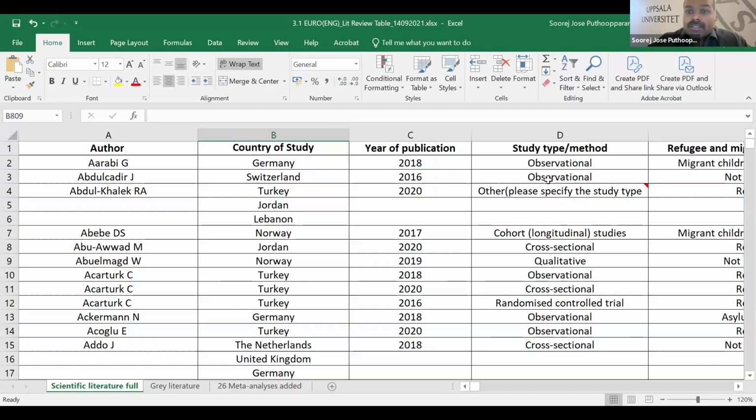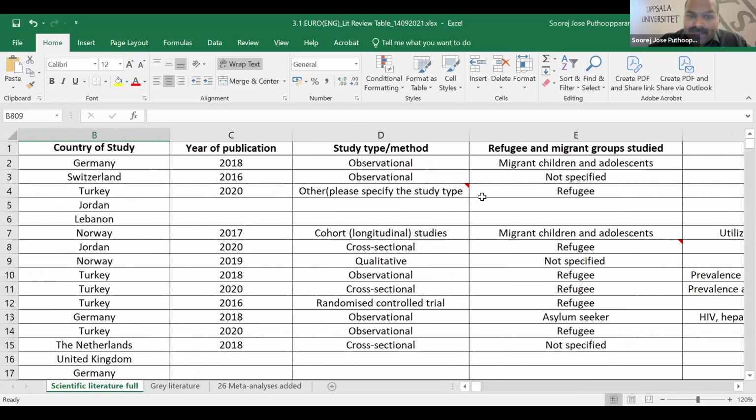When it was published, what kind of study was it? These have to be predefined, otherwise your life will be a bit more messy. So you need to say which studies I can include. Should I include observational studies? Should I include cross-sectional, longitudinal, cohort? Should I include qualitative, non-qualitative, and so on? Should I include randomized controlled trials and so on?